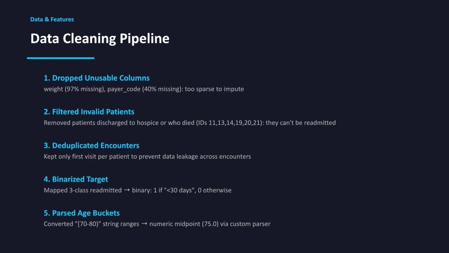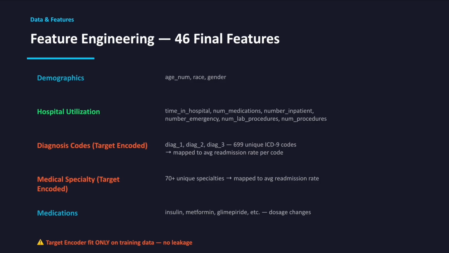And then for our target, the original data had three categories: not readmitted, readmitted within 30 days, and readmitted after 30 days. We simplified that to just binary: 1 if they came back within 30 days, 0 if not. And worth noting, only about 11% of patients actually get readmitted, so the data is pretty imbalanced. Person 5 will actually show how we handled that.